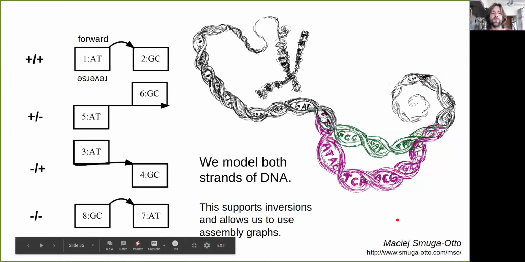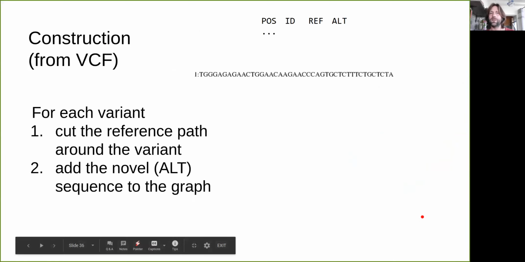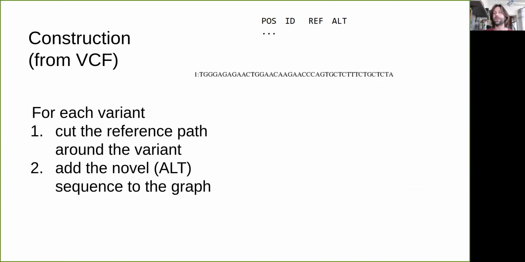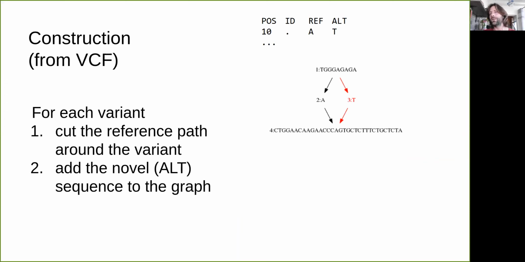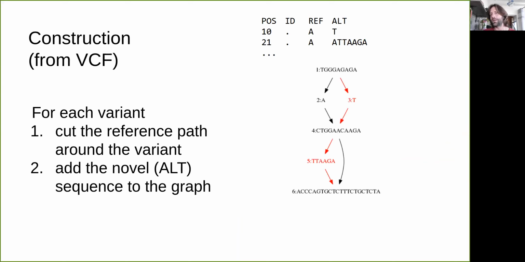And so we can have inversions, and we can use assembly graphs as input. But we can also build it from VCF files. To get a sense of how that works, here's a little example. You build it basically by taking the reference, seeing a variant. That means you cut the reference around the variant and add in the alternate allele. And this works for both SNPs and insertions and deletions. And it's just kind of trivial. In fact, it shows that the VCF format is really a kind of graphical format itself.